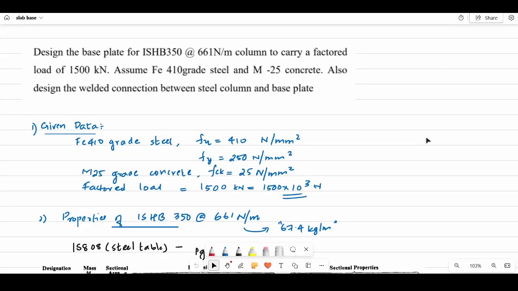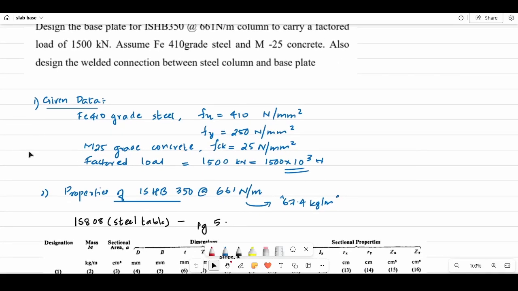So now we will discuss a problem related to the slab base. The question is to design a slab base or a base plate for an ISHB 350 at 661 Newton per meter column to carry a factored load of 1500 kilonewton. We have to assume a Fe 410 grade steel and M25 concrete, and also design the welded connection between the steel column and base plate.